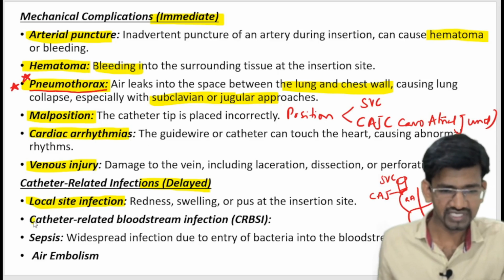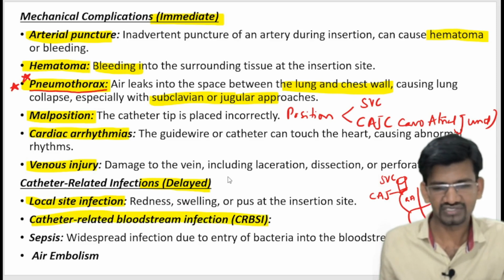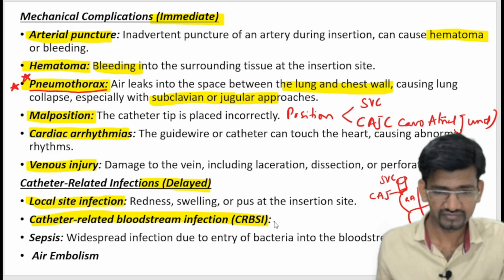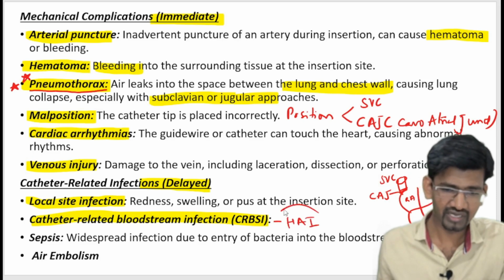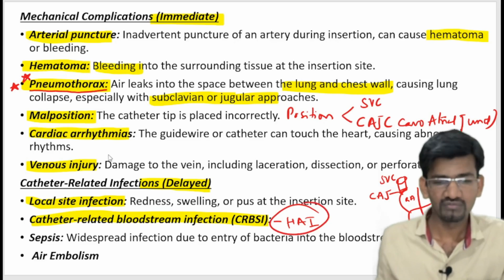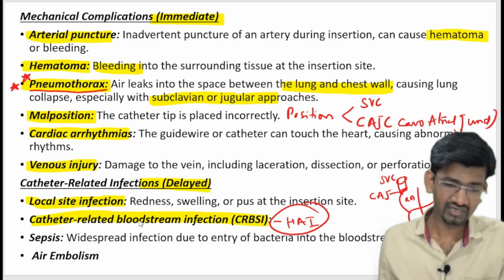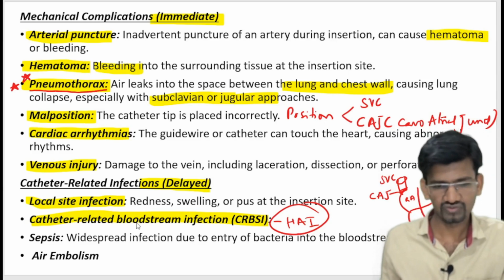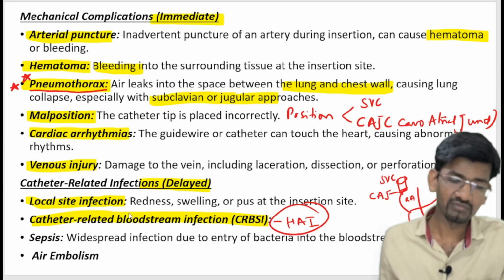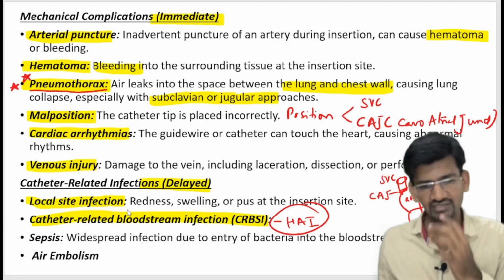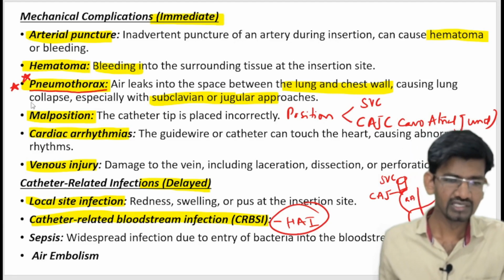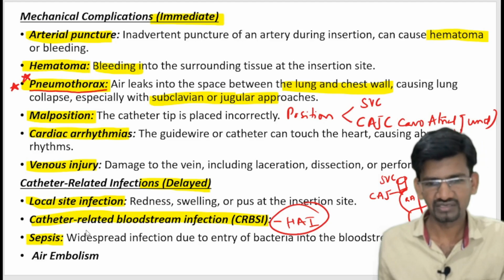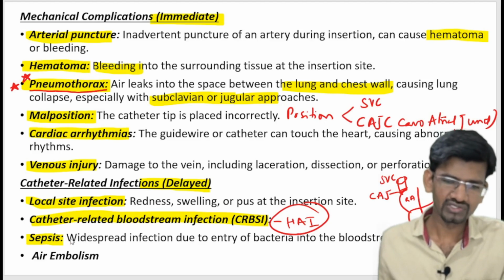Then CLABSI, catheter related bloodstream infection. This is one of the hospital acquired infections, HAI. It is the most common hospital acquired infection after urinary catheter infections. So this is the second one, catheter related bloodstream infection, which we call CLABSI. Then sepsis. Once the catheter gets infected, the organisms circulate in the bloodstream, and then it can cause sepsis.